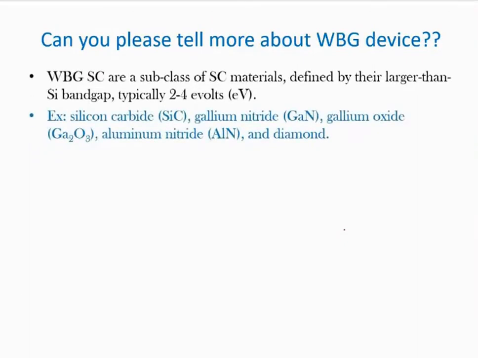So let's discuss more about these wide band gap devices. As I mentioned, when this band gap is around 2 to 4 eV, electron volt, you have this wide band gap. Several examples are silicon carbide, gallium nitride, gallium oxide, aluminum nitride, diamond.